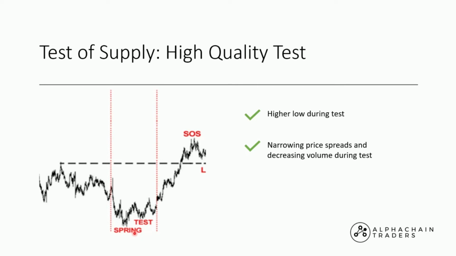Secondly, we would also want to look out for narrowing price spreads and decreasing volumes during the test. If we see both of these during a test of supply, we should have more confidence that prices may move higher. Then a long position will have a better chance of being successful. So let's look at an example on the chart using the VSA indicator.